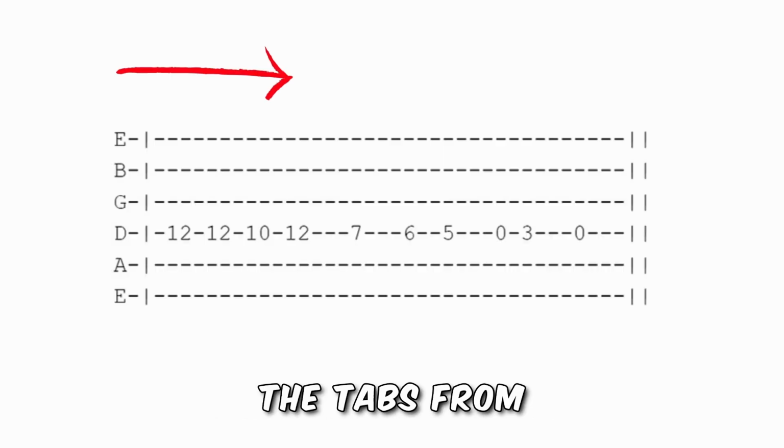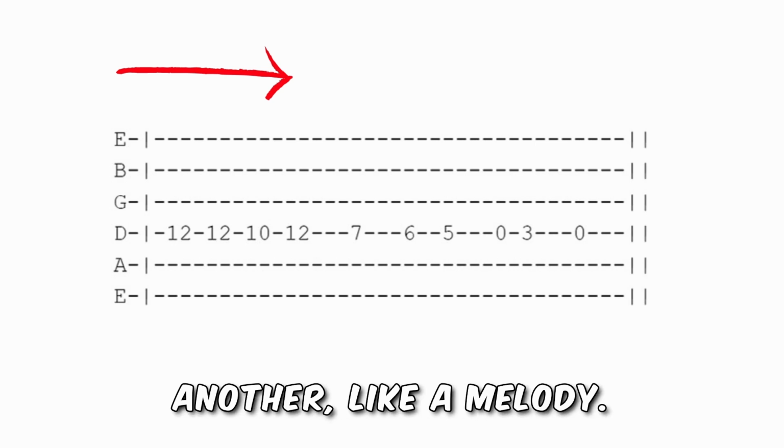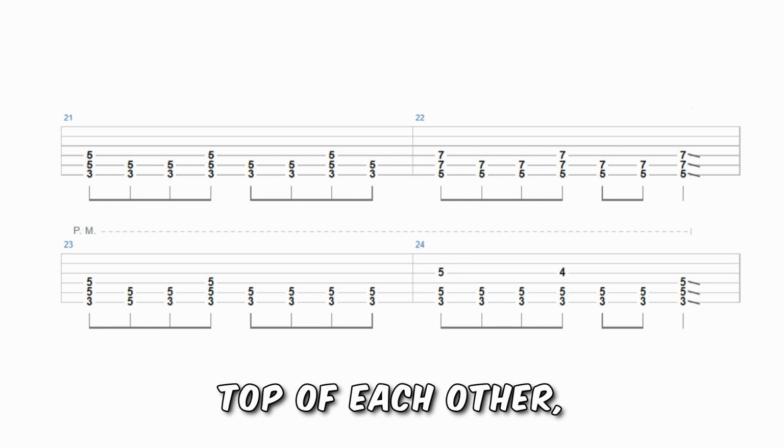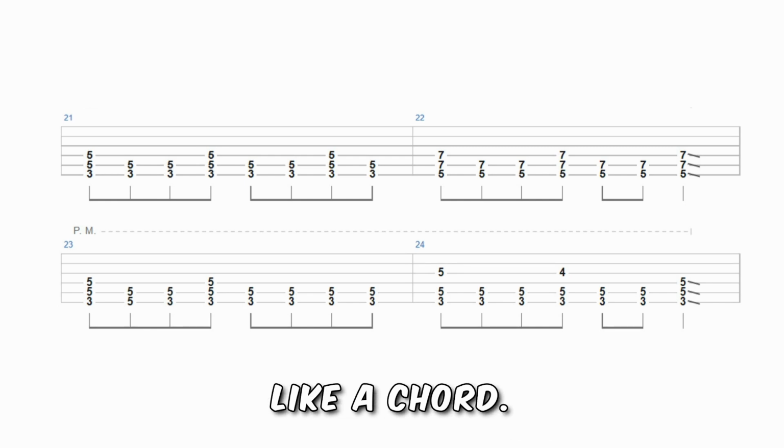You always read the tabs from left to right. If the numbers are in a row, play them one after another, like a melody. If the numbers are stacked on top of each other, play them all at once, like a chord.